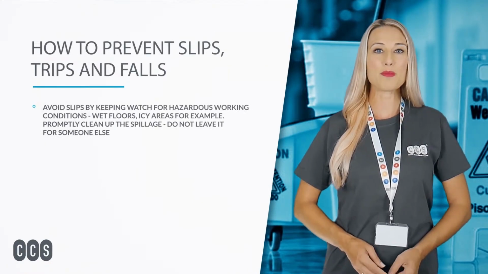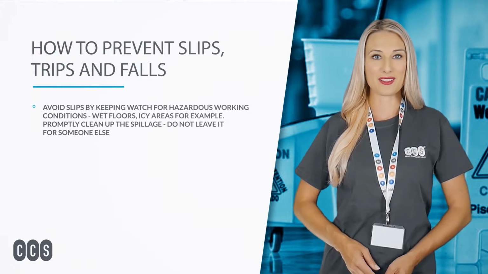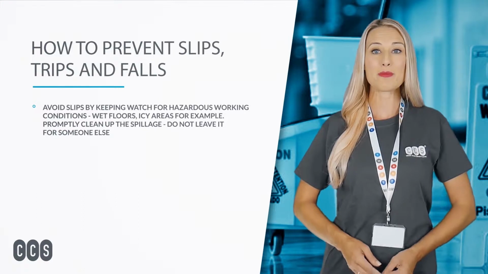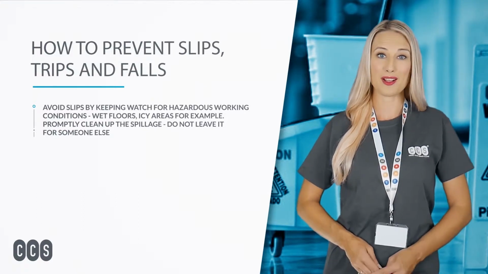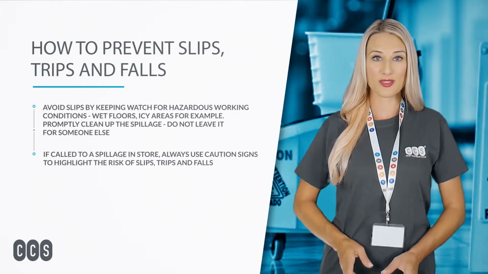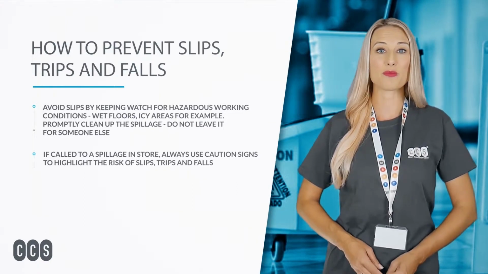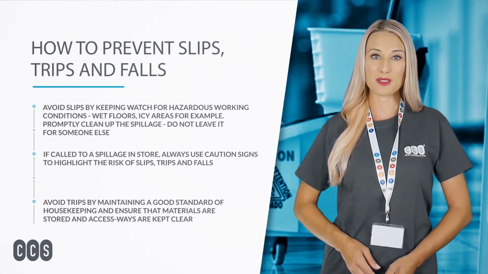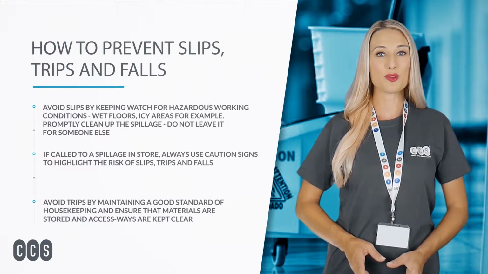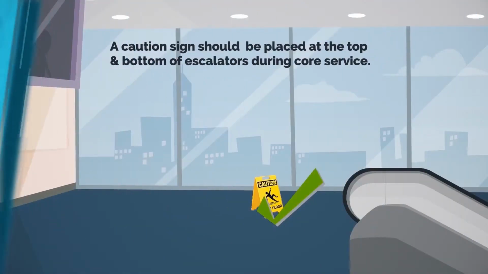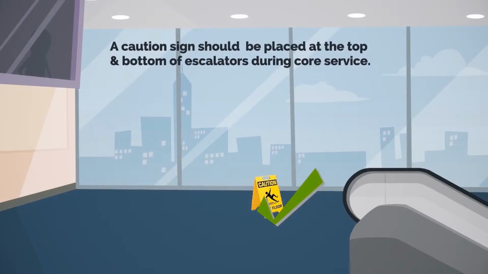Avoid slips by keeping watch for hazardous working conditions, wet floors, icy areas, for example. Promptly clean up the spillage. Do not leave it for someone else. If called to a spillage in store, always use caution signs to highlight the risk of slips, trips, and falls. Avoid trips by maintaining a good standard of housekeeping and ensure that materials are stored and access ways are kept clear. A caution sign should be placed at the top and bottom of escalators during core service.